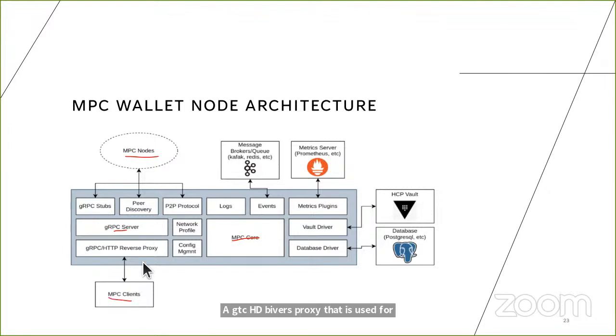So we have two gRPC servers. One gRPC server is used for connecting to MPC nodes, and the other gRPC server is used by the HTTP reverse proxy for interacting with the MPC clients.